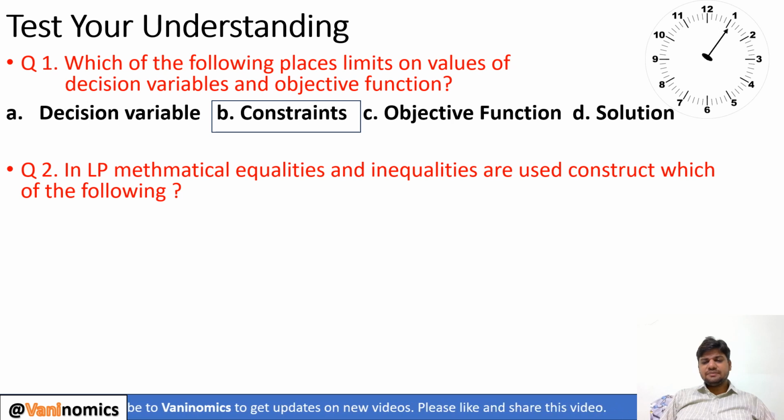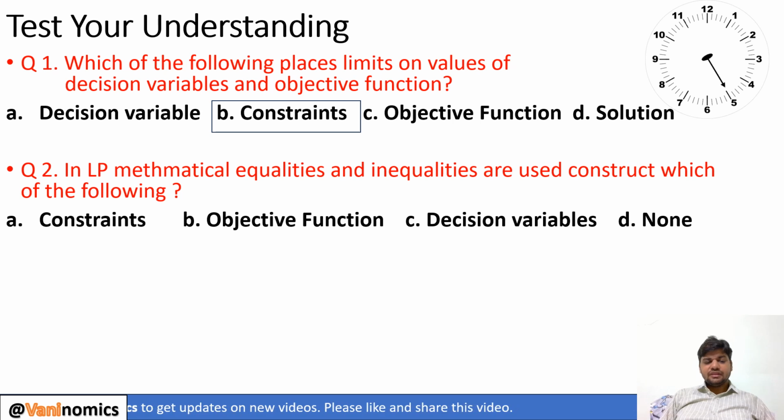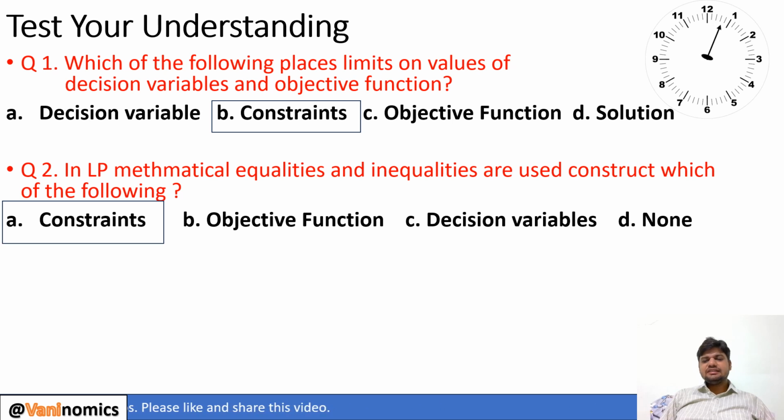Then the next question, in LP mathematical equalities and inequalities are used to construct which of the following? Then your four options are constraints, objective function, decision variables, and none. I'm waiting for you. And the right answer is constraint.